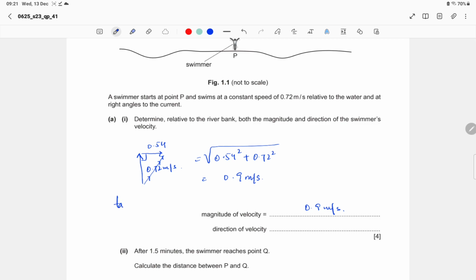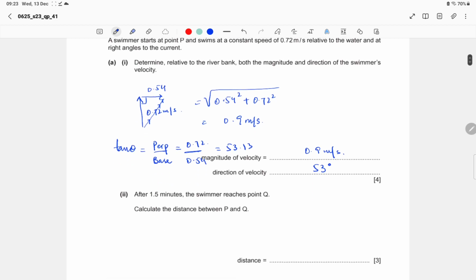If you want to find out the direction, again you have to apply tan theta equals perpendicular over base. So perpendicular is 0.72, and this is going to be divided by the base 0.54. If you apply the formula, this will end up as 53.13, so this is going to be two significant figures. So this is the direction of the velocity.